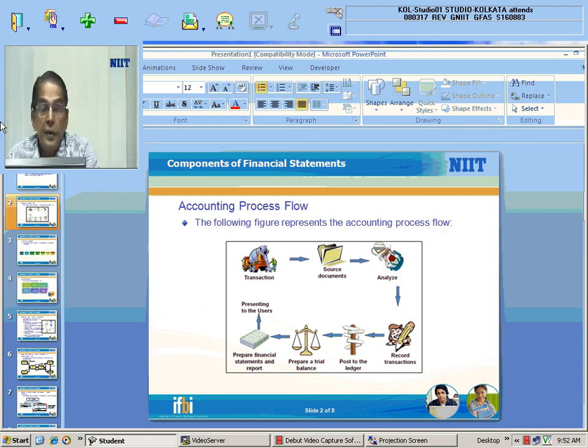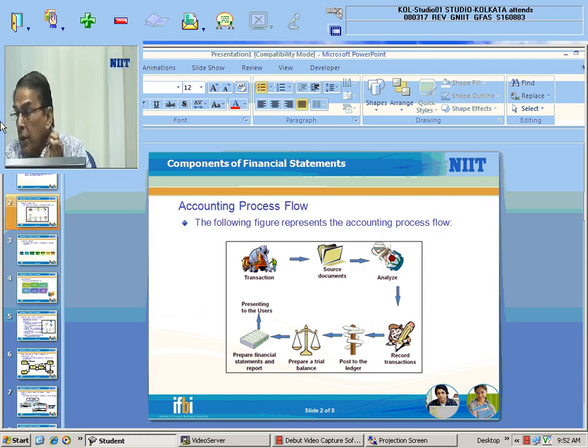And this will be done till the reporting period comes, till the reporting day comes. This will be done every day, this way. And on the reporting day, certain adjustments will be made, and then the financial statements will be prepared. Once the financial statements are prepared, they will be presented to various users in the form of an annual report. This is the cycle from recording to reporting.